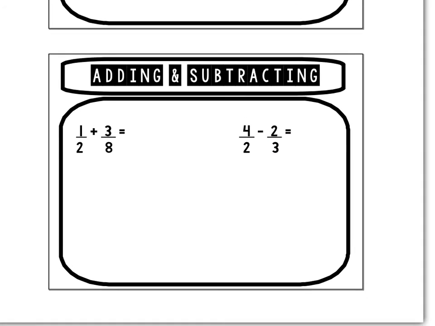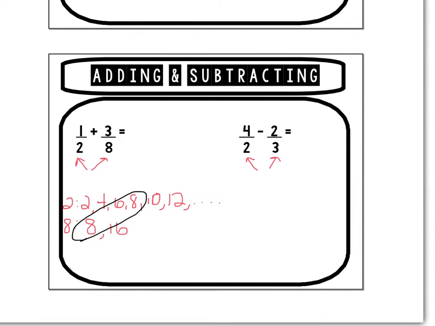As we move to the next slide, we're still talking about adding and subtracting, but what you'll notice is that our denominators are not the same. So the first thing that we want to do is identify the common denominators. So between 2 and 8, we want to know where they meet up. If I go by multiples of 2, 2, 4, 6, 8, 10, 12, and so on, and then I come down here, I would go 8, 16, I notice that these two meet up at 8, which means my common denominator is going to be 8.